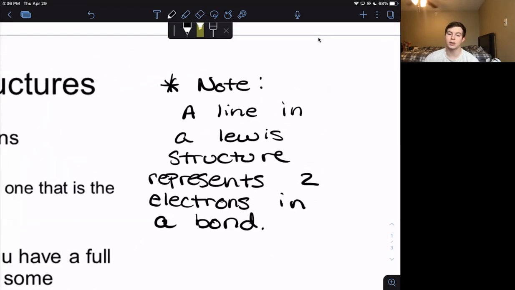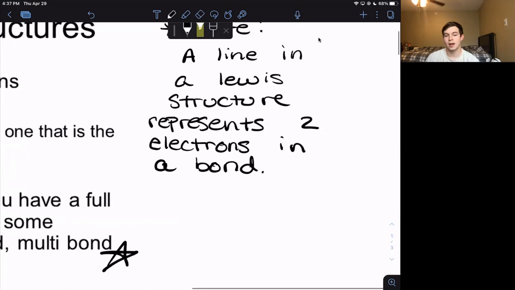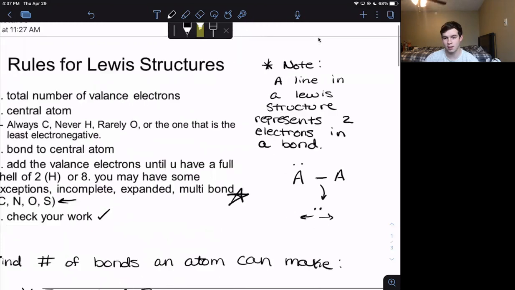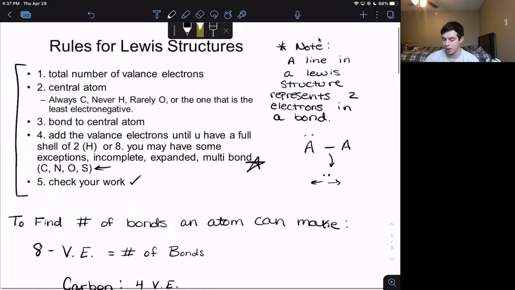So a line in a Lewis structure represents 2 electrons in a bond. So if you have an atom, we'll call it A, you can put an electron or 2 right there. And then you can draw a line to another one. And this line represents 2 electrons that are being shared by the 2 atoms. So that's what a line means. So remember, a line is 2.